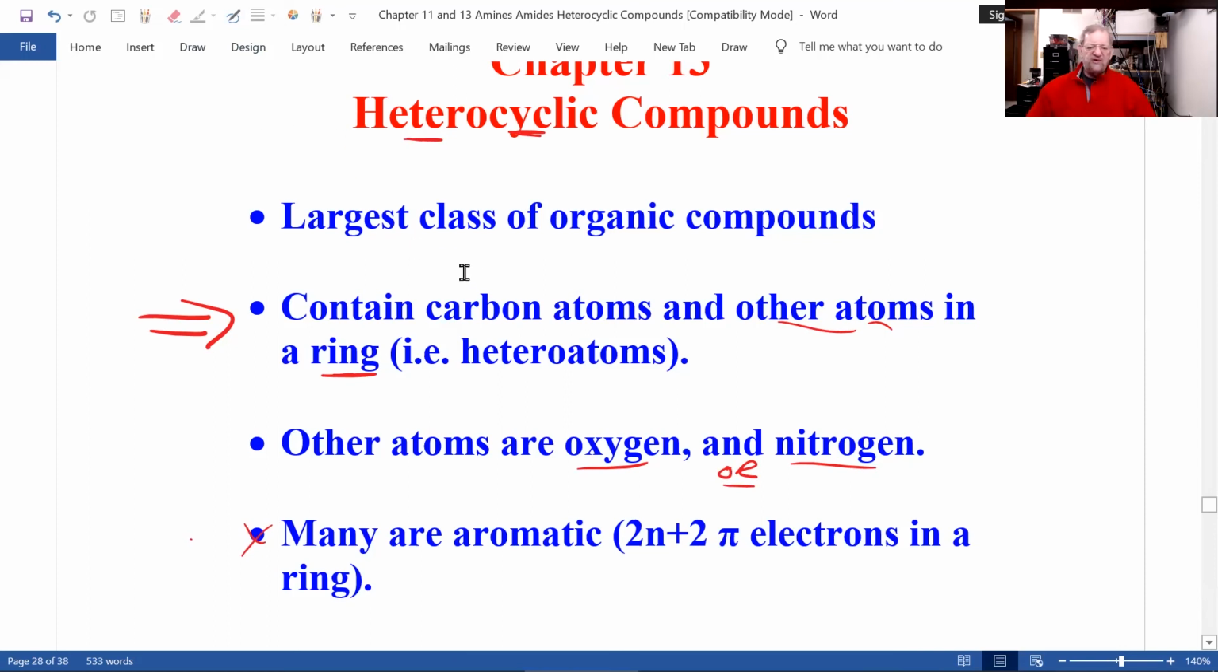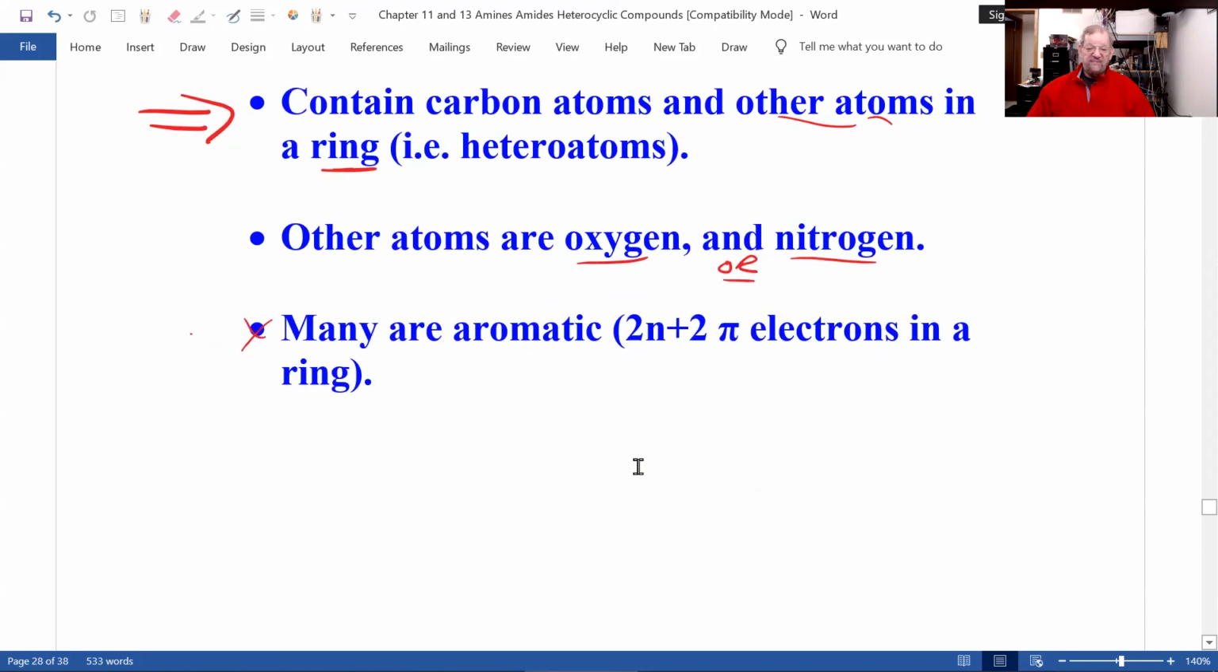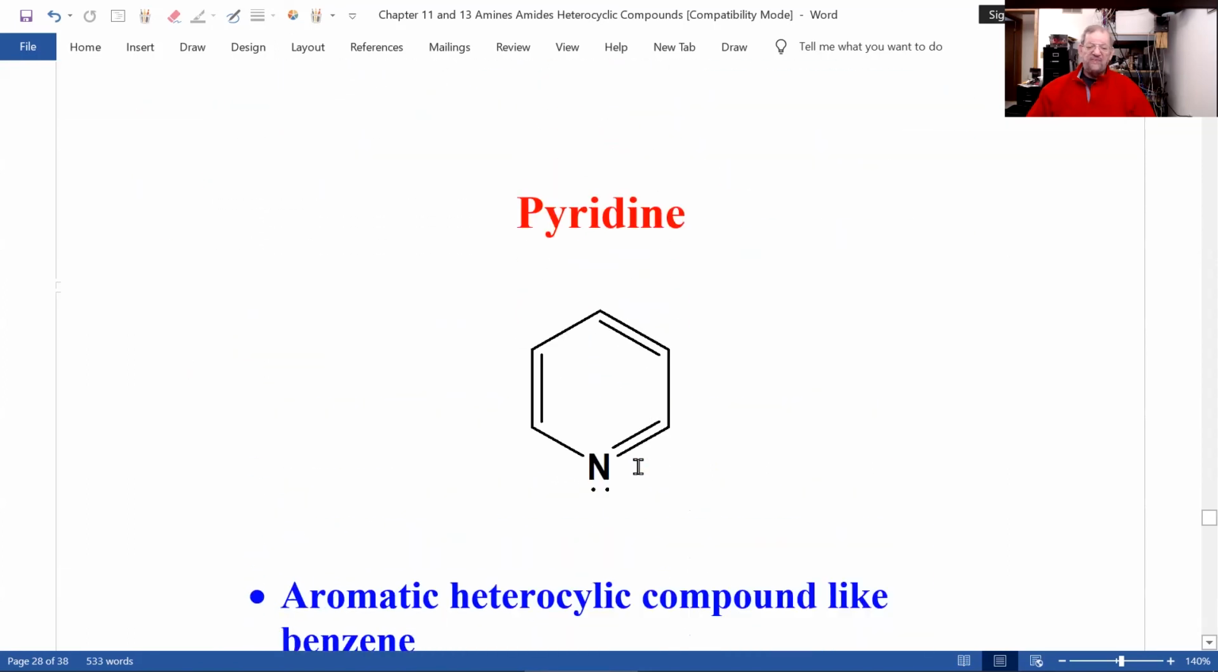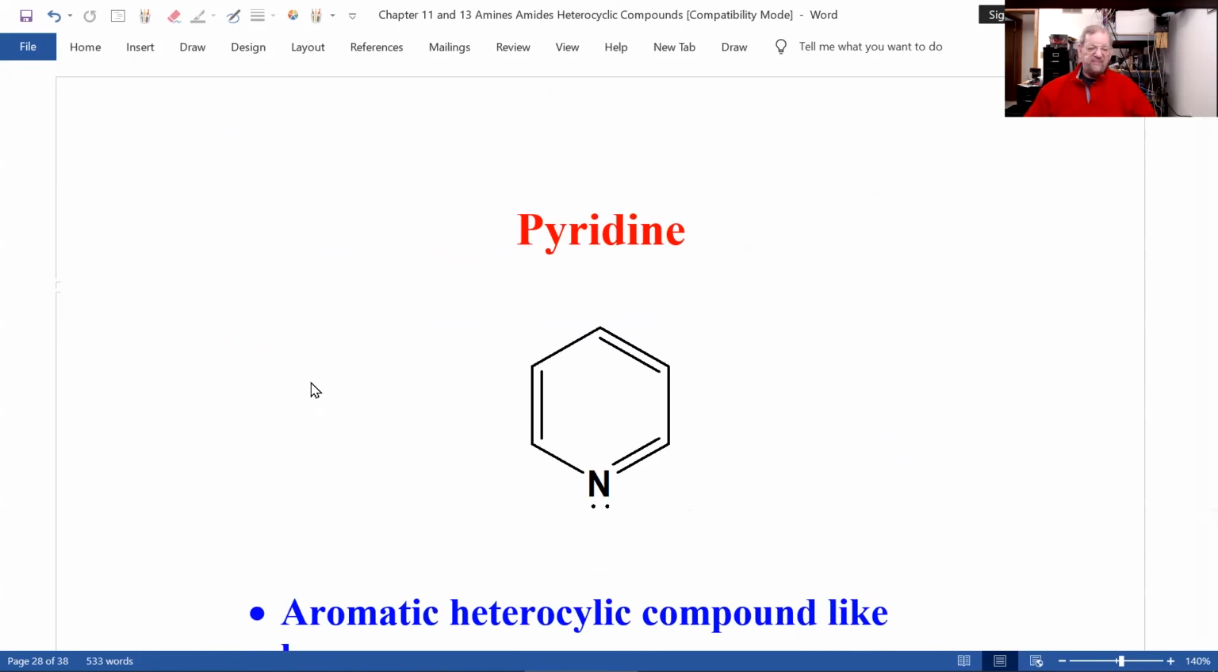But you should know what is a heterocyclic compound. It's a ring that contains carbon and other atoms, and those other atoms are nitrogen and oxygen. I'll say it again. What is a heterocyclic compound? It's a ring that contains carbon atoms and other atoms. And those other atoms are oxygen and nitrogen. That's aromatic, but I won't ask that. You should know this.